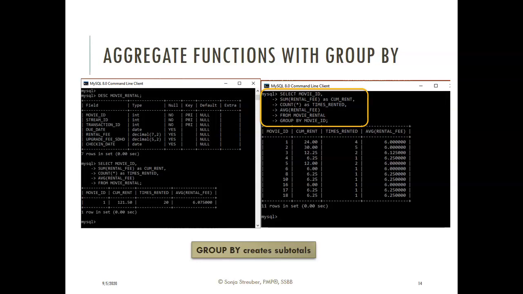As you're seeing here, we have the same query as we have to the left, but our last row here says GROUP BY movie ID, and that's how the magic happens, because in this output we are performing all the same calculations, namely the cumulative rent, the times rented, where we're counting the rows, and the average calculation, but this time no longer applied to the entire table, but split out by movie ID, because GROUP BY allows us to create subtotals.